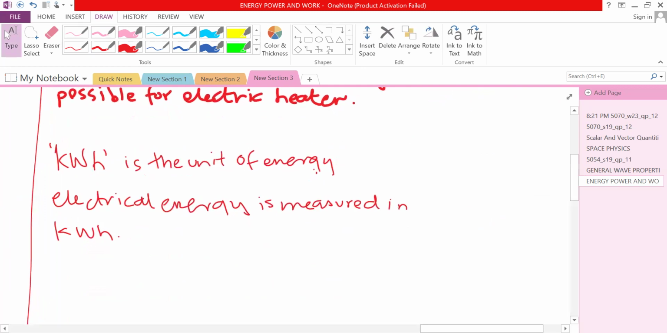Then we have kWh. kWh is the unit of energy, and electrical energy is measured in kWh. Whenever you use kWh in a formula, the k is kilo and you have to remove the kilo by multiplying by 1000. So this was all about the work, power, and energy chapter. I hope you understood it.